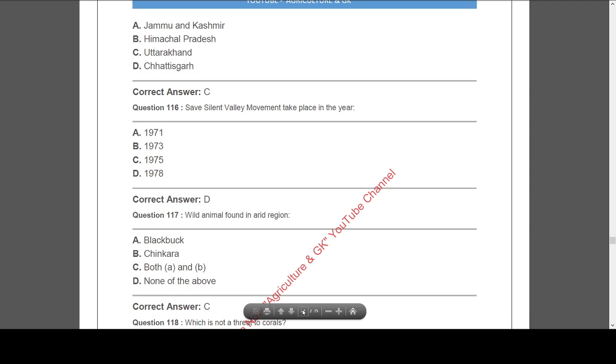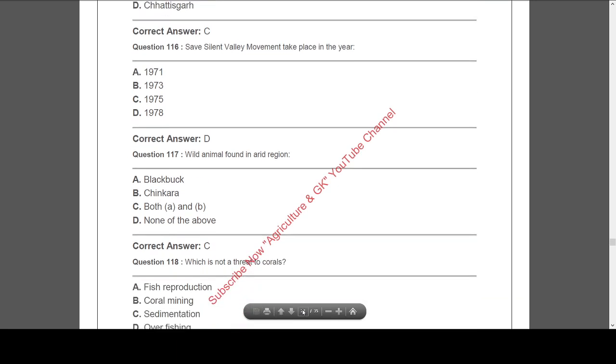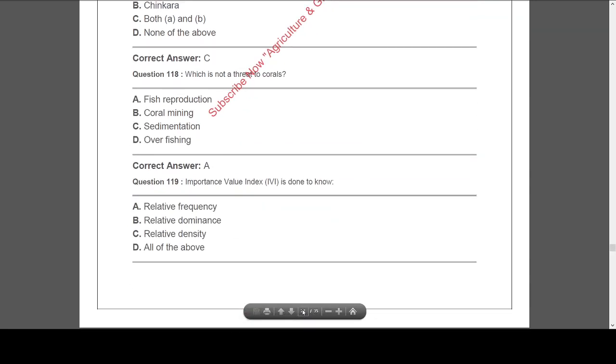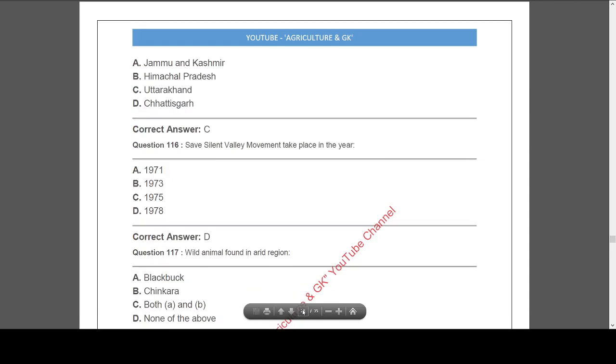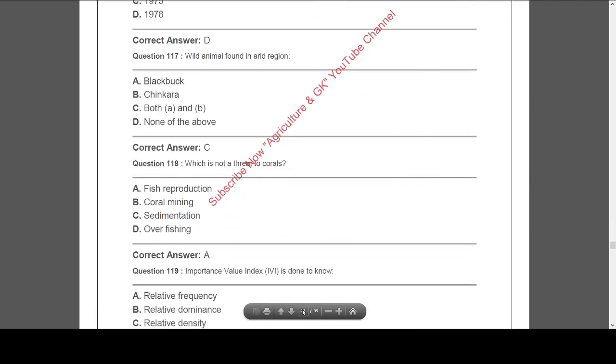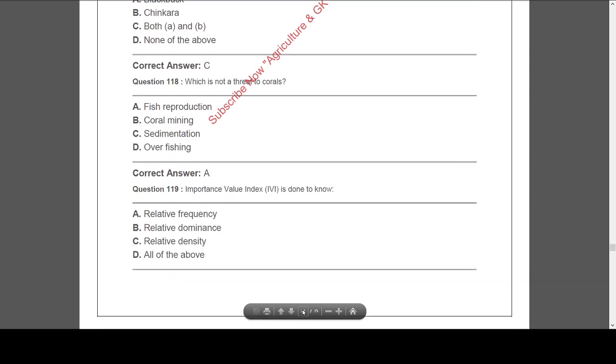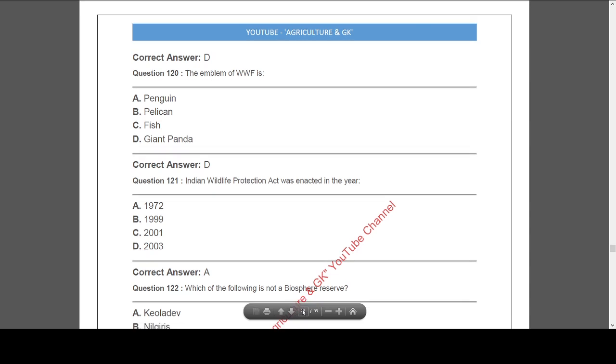Wild animal found in arid region, it is option C, that is both blackbuck and chinkara. Which is not a threat to the corals, it is option A, fish production. Importance value index is done to know majorly for relative frequency, relative dominance, relative density, it is all the above. The emblem of WWF, World Wildlife Fund, it is option D, Giant Panda. Indian Wildlife Protection Act was enacted in the year option A, 1972.